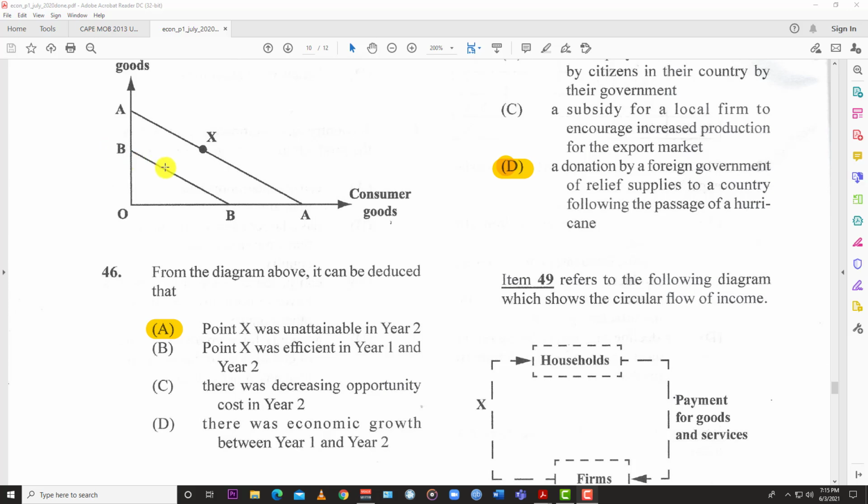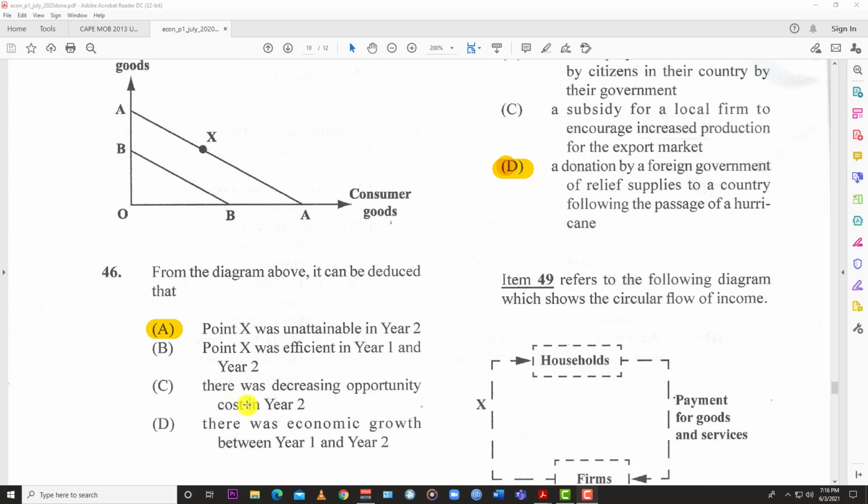And so in year 2, point X is outside, and therefore it's unattainable. Right? It's unattainable. So that's why the answer is A. If you look at the point that was efficient in year 1 and year 2, point X, that cannot be because in year 2 you cannot reach X.